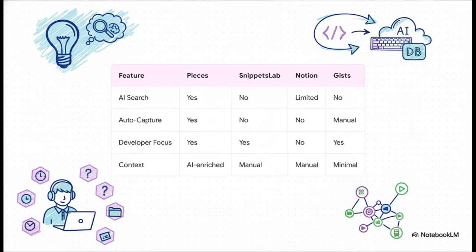When you look at this comparison, a couple of things really jump out. The two features that truly set Pieces apart are that AI search and the auto capture. See, while tools like Gists are awesome, they're totally manual. You have to stop what you're doing and consciously decide to save something. Pieces is just different. It's completely focused on that developer workflow, automating the hard part, and adding that layer of AI-powered context that other tools just don't have.